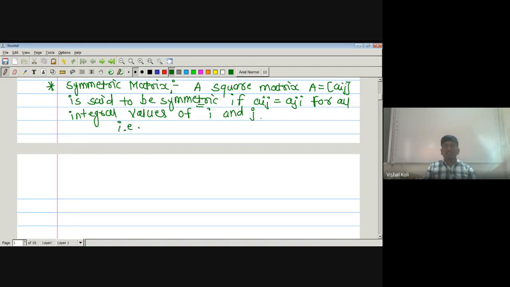That is, if the matrix A and its transpose coincide, that is if they both are the same, then the corresponding matrix is called a symmetric matrix. That is, those square matrices whose transpose coincides with the matrix itself are called symmetric matrices. Okay, let us see its example.